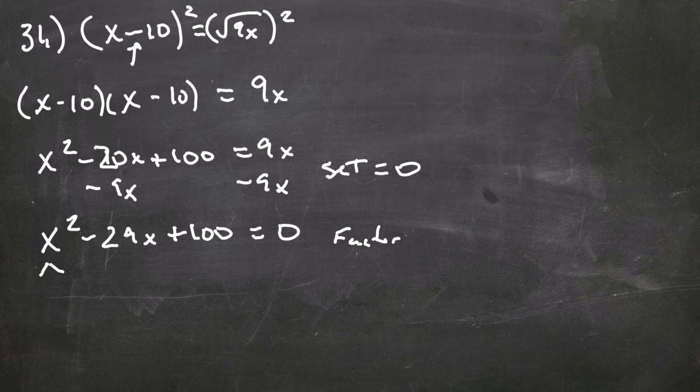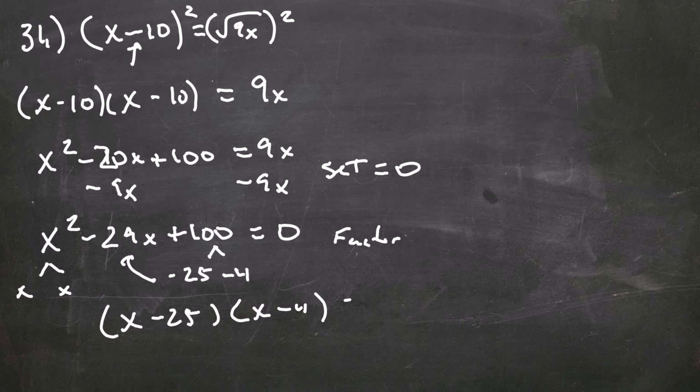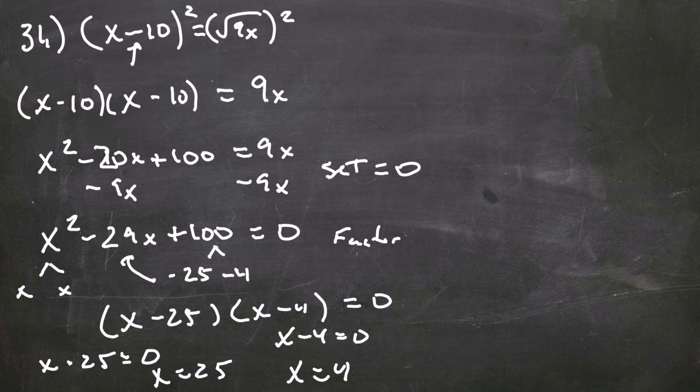So I get the factors of the first term, that's x and x. How do I get 100? Well, how about minus 25 and minus 4? Because they will multiply to give me positive 100, but they'll add to give me negative 29. So I say x minus 25, x minus 4 equals 0. Now remember, the shortcut is you just change the sign, but remember, x minus 25 equals 0. That's why x equals 25. X minus 4 equals 0. That's why x equals 4 when you add 4 to both sides. So there's your answers.